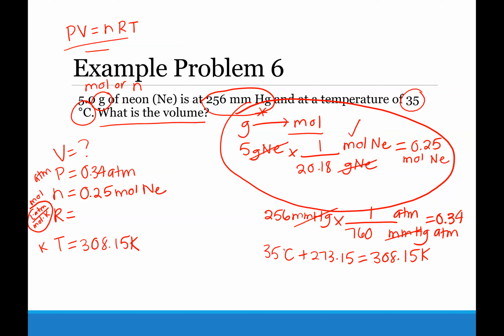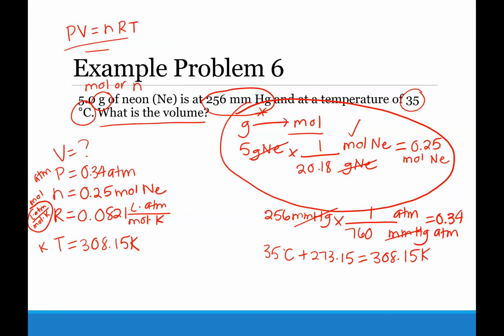R is the ideal gas constant. It's the same every time. That's why it's called a constant. And that is 0.0821 liters ATM divided by moles Kelvin. So now we're ready to put all of this into the ideal gas law equation.